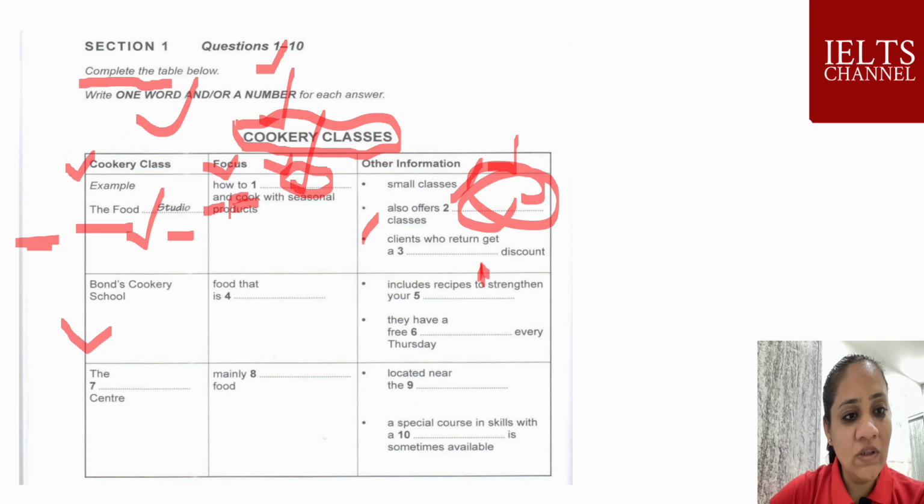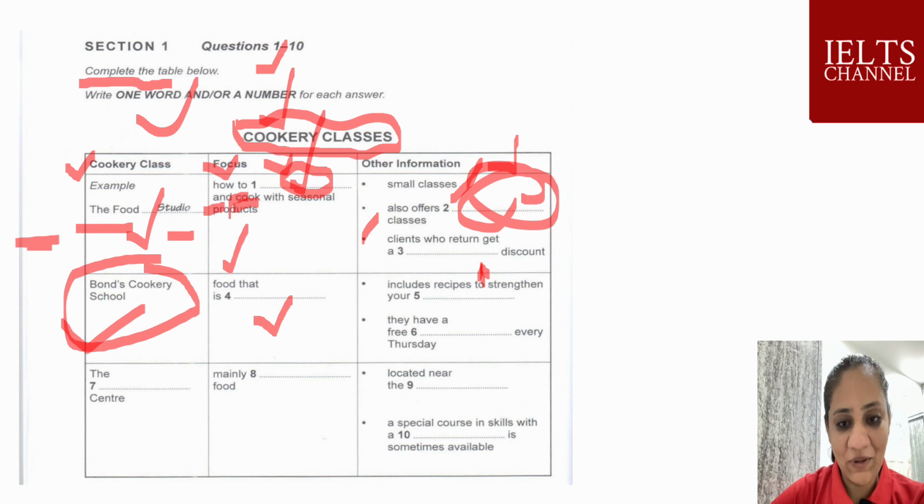It's a Bonds Cookery School. For that I have to focus on the fourth number. Food that is dash, food that is yummy, food that is healthy. So for that Bonds Cookery School I have to focus. So my keyword over here is Bonds Cookery School and which kind of food they are providing. Okay, let's see the fifth number.